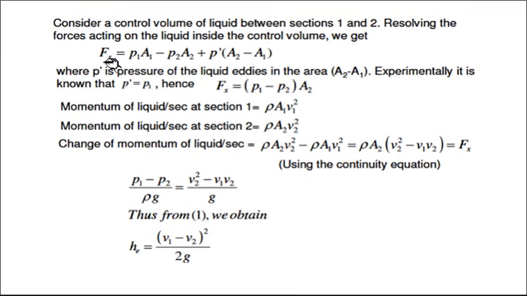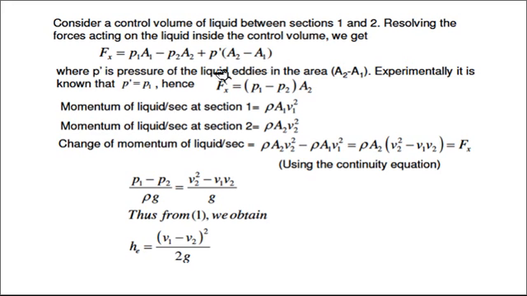Summation of Fx. Remember that Fx is the sum of all the external forces along the direction of the flow, along the one dimension only. So the first force is P1 into A1, which is acting along the direction of the flow, therefore we have the plus sign, minus P2 into A2, plus P dash into (A2 minus A1).